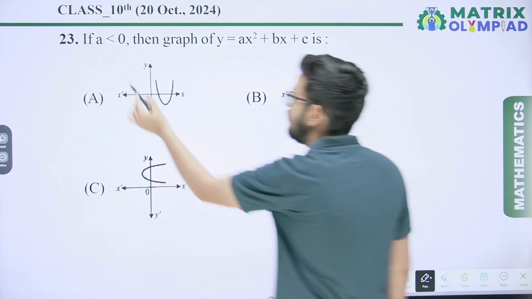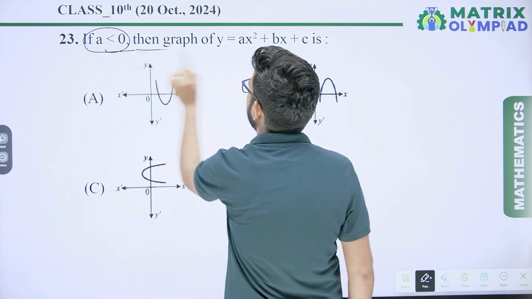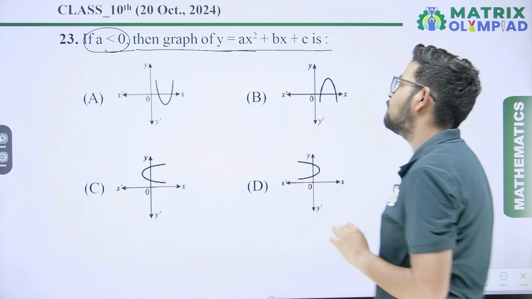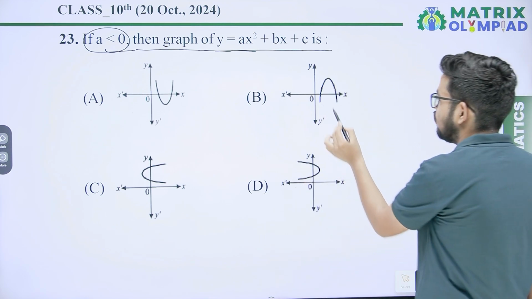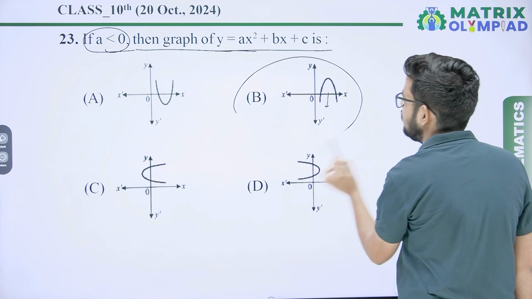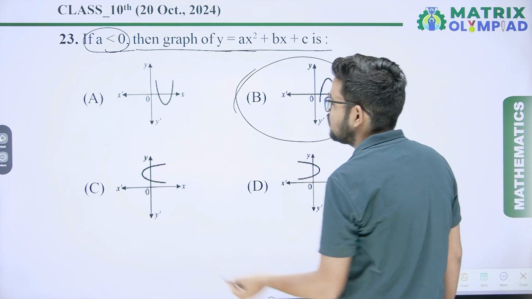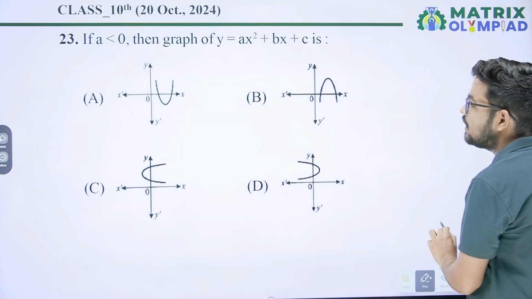23rd question. If a is less than 0, then the graph of y equals ax squared plus bx plus c is concave downward opening. So option B will be the correct answer.